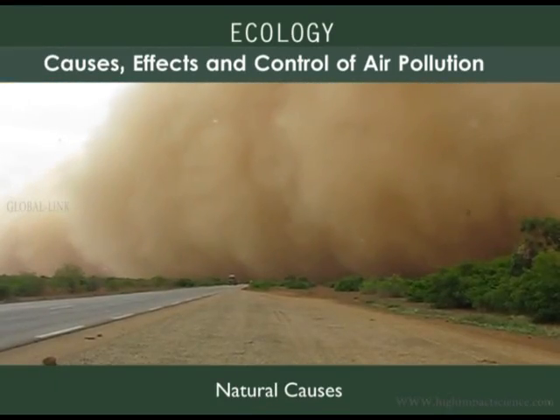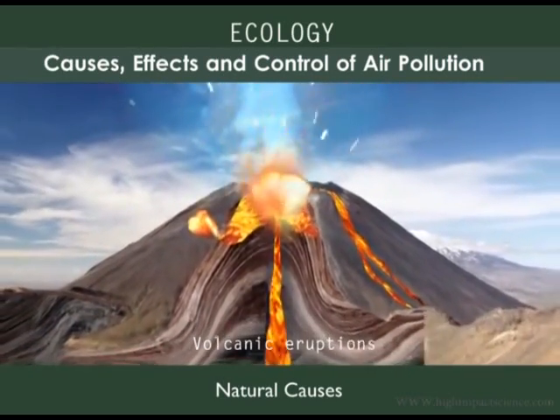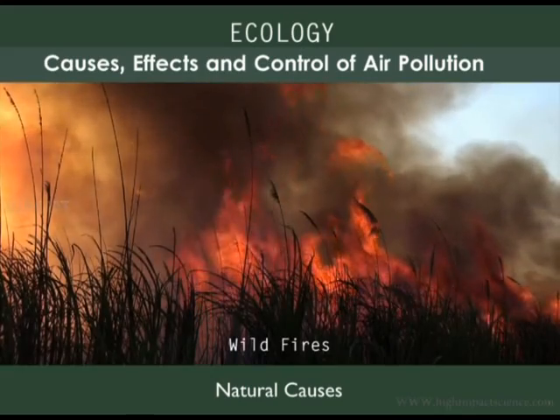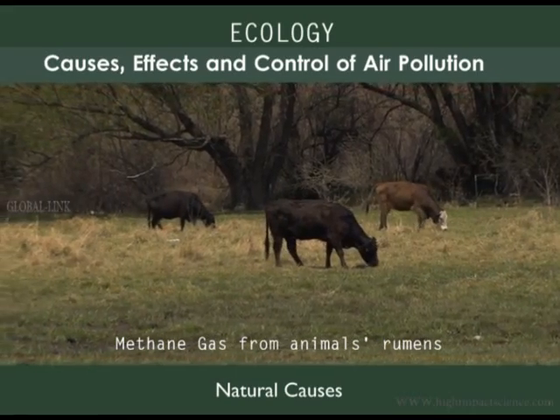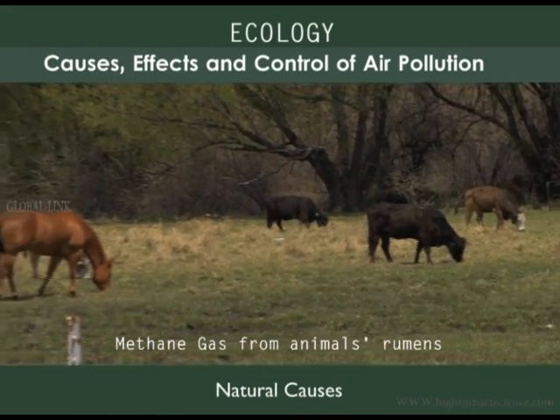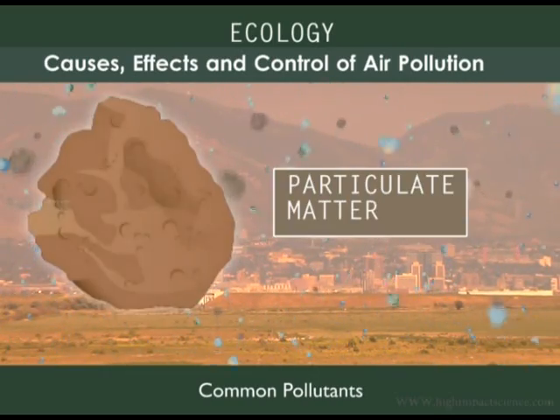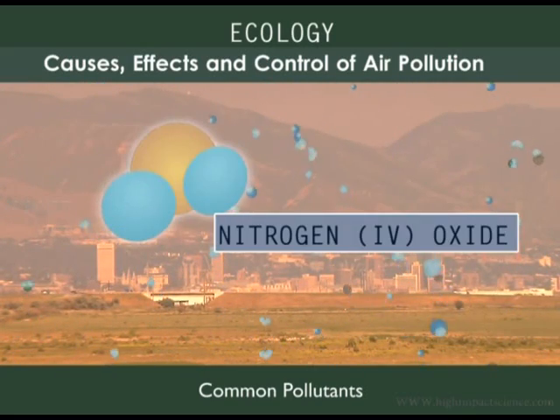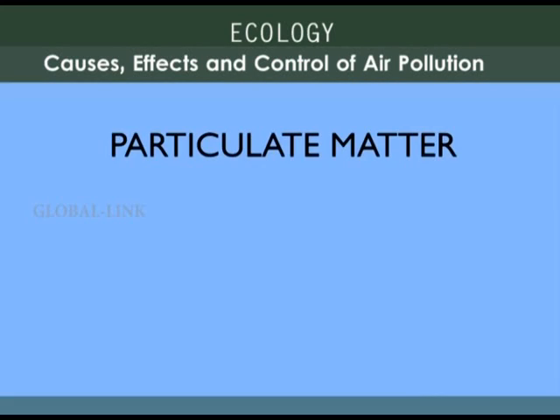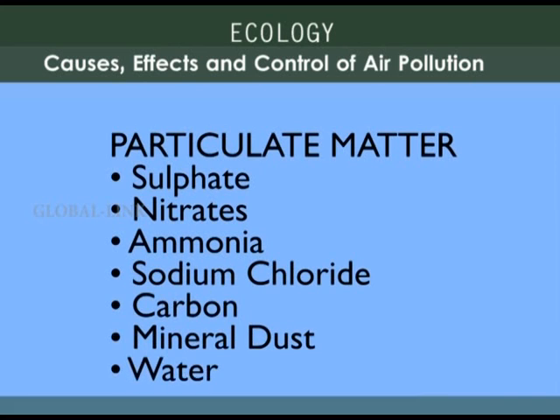Natural sources of air pollution include dust from sandstorms, volcanic activities, wildfires, and methane gas emitted from animals such as cattle. Common air pollutants include ground-level ozone, particulate matter, carbon oxides, sulfur oxides, and nitrogen oxides. Particulate matter is a mixture of sulfates, nitrates, ammonia, sodium chloride, carbon, mineral dust, and water.